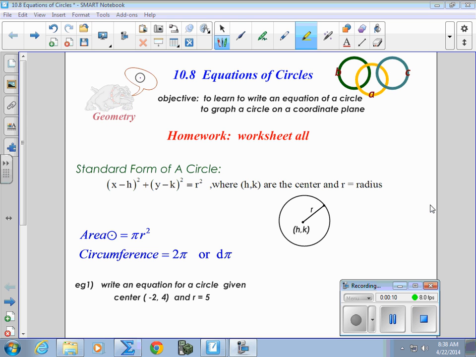Good morning, guys. Today we're going to be covering equations of circles, section 10.8. We'll learn how to write an equation of a circle and graph a circle on a coordinate plane.